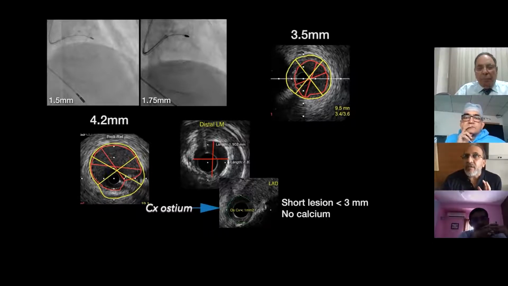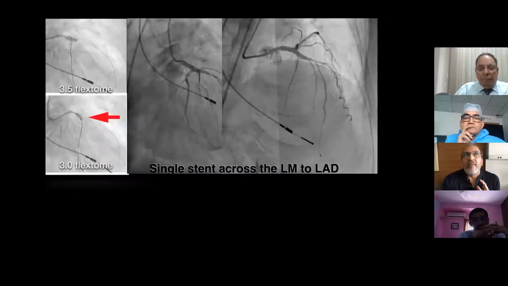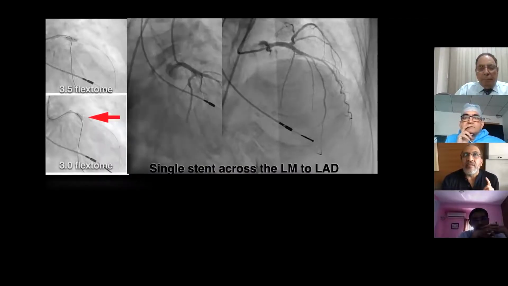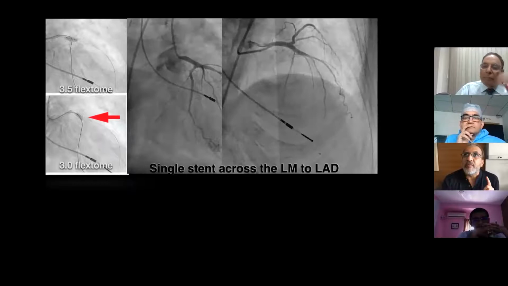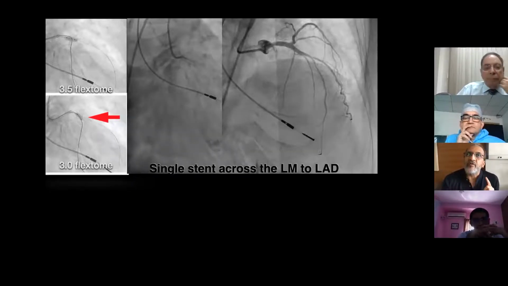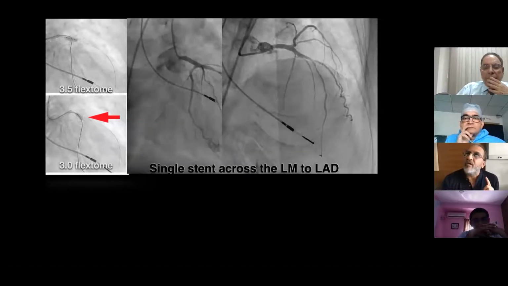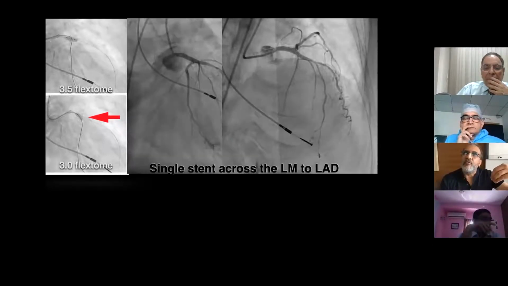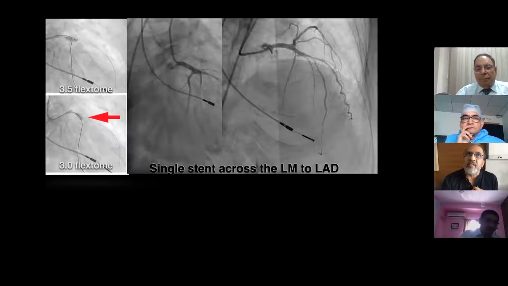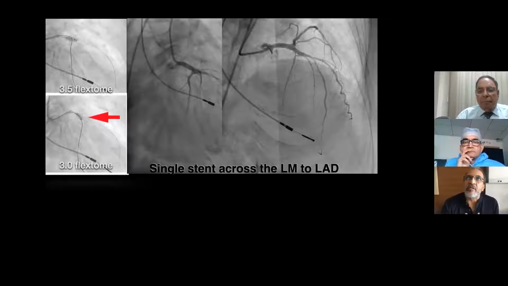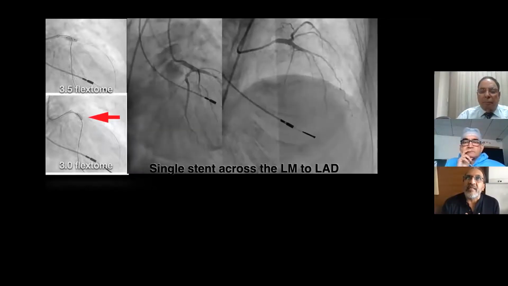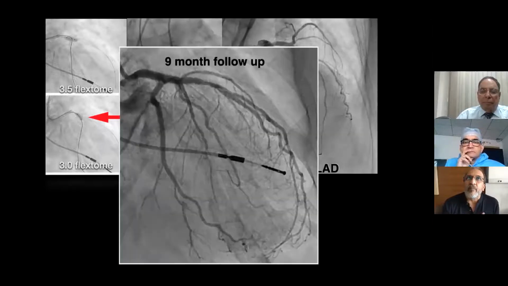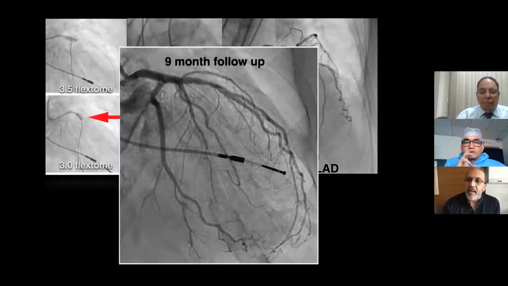So based on these images, what we decided is that this is going to be our strategy, and we did exactly that. If you can see on the left images over there, we did a flextome in the LAD. We took a 3.0 flextome of the circumflex mouth, where we kept just enough flextome in that to open just the ostium of the circumflex, not injuring the rest of the arteries, and got away with a single stent. As you can see in this angiogram, we had the opportunity to review this at 9 months when we changed the pacemaker for this lady, and she is doing well.